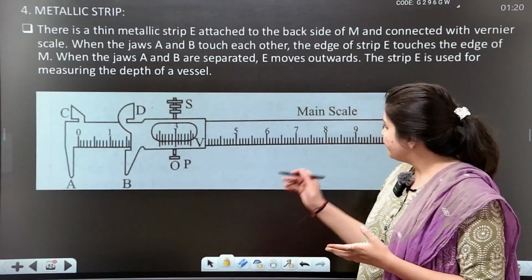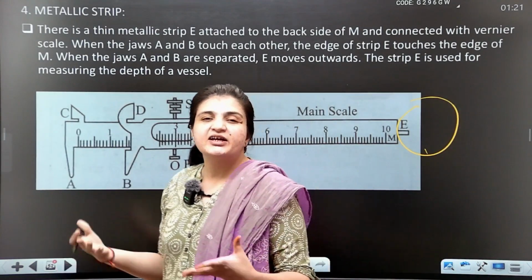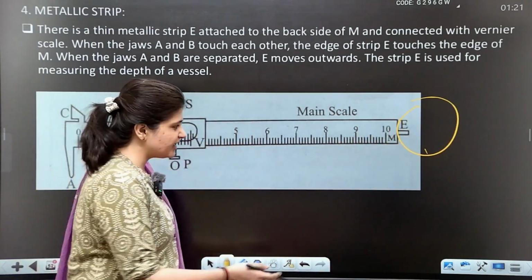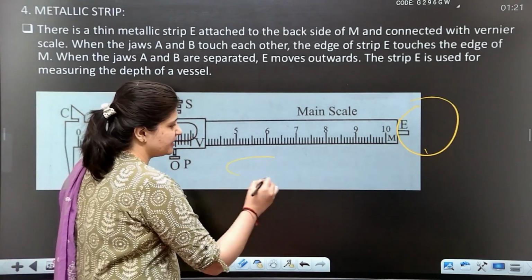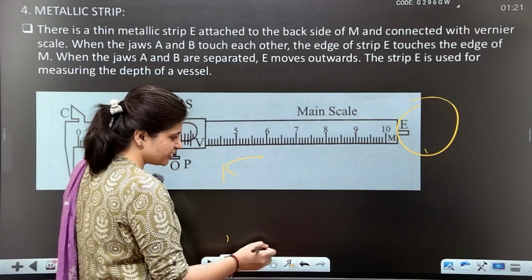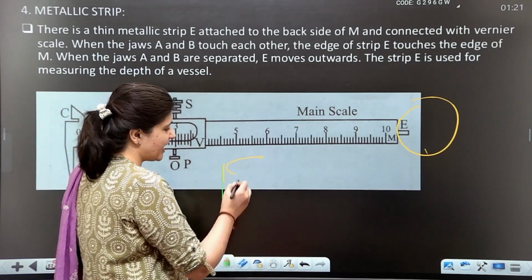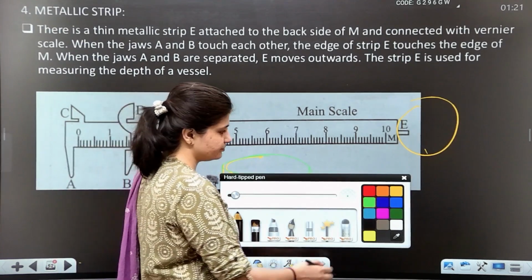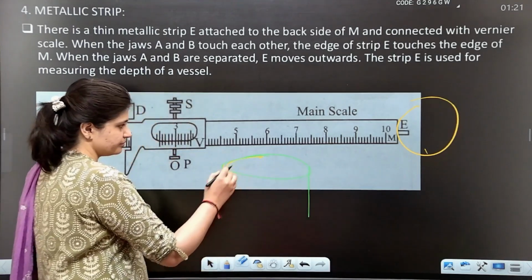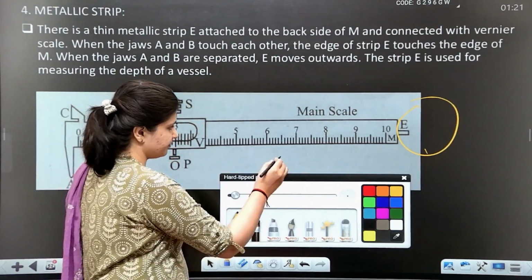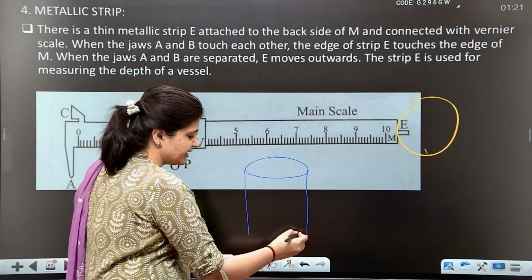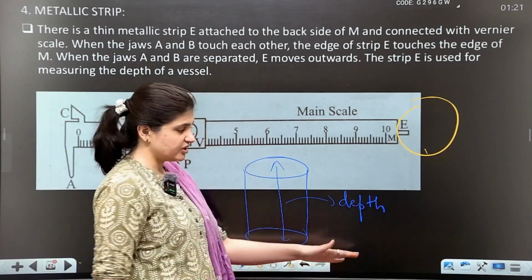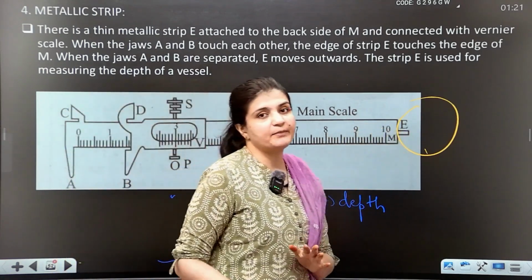Now we have a metallic strip, which I have already explained before. This metallic strip helps in measuring the depth of a beaker. Like if we have a beaker and we have to measure its depth, then this depth can be measured using the metallic strip.